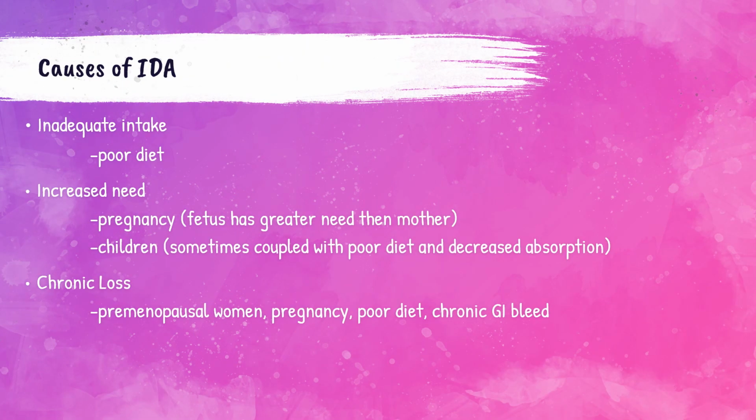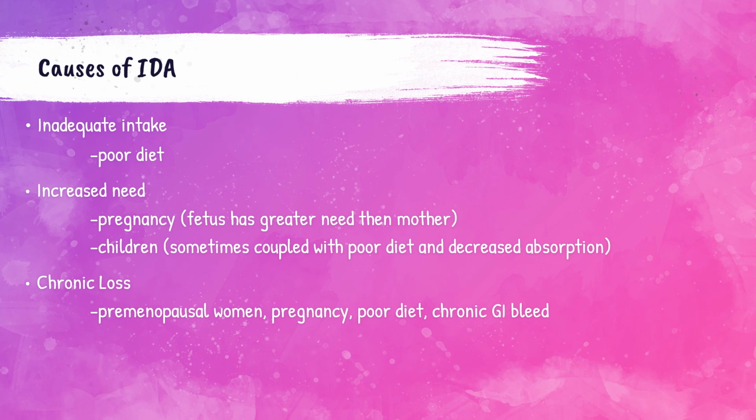So what causes iron deficiency anemia? A poor diet, so a diet that doesn't provide enough iron. Iron is found in meat, fish, and poultry. So again, people in underdeveloped countries that don't have access to these iron sources have an increased risk of developing IDA. Vegetarians also have an increased risk of developing it.